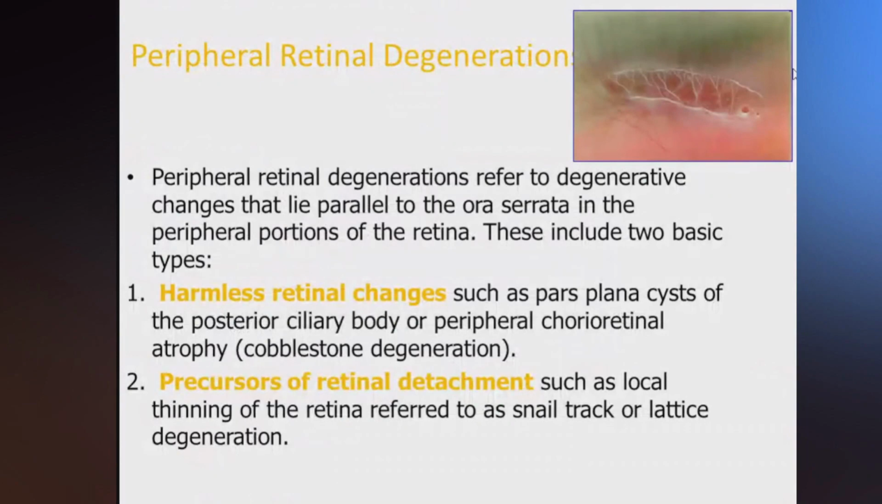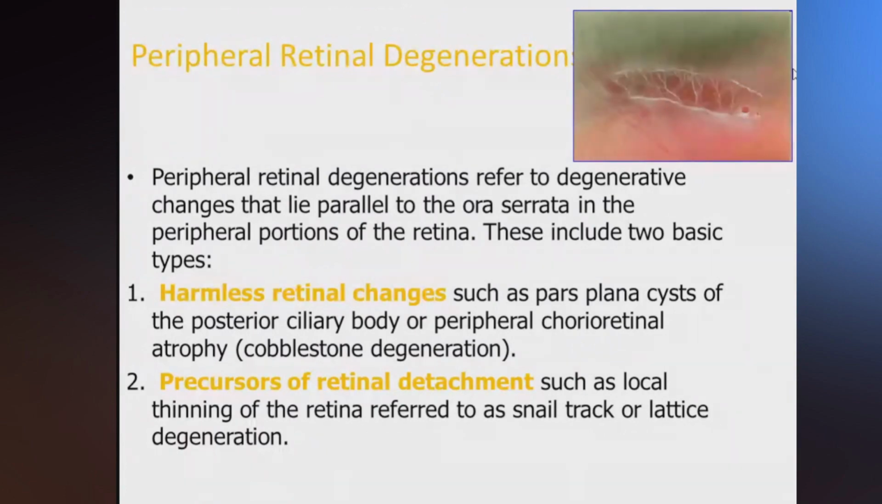Okay, so we go further, and I would like to tell some words about peripheral retinal degeneration. Some of this degeneration is harmless, and we can see just atrophic changes in the peripheral retina. These changes are not dangerous, and these changes don't affect visual function.